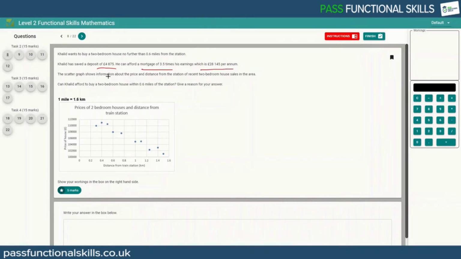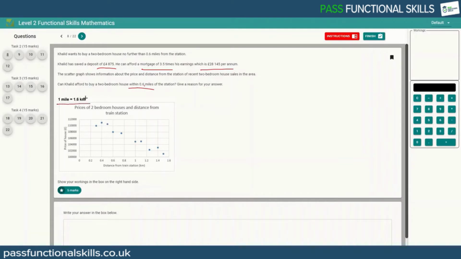We're given a scatter graph with some information about the house prices and corresponding distance from the train station for recent sales of 2-bedroom houses. What the question's asking us to determine is whether Khalid can afford to buy a 2-bedroom house within the desired 0.6 miles of the station.